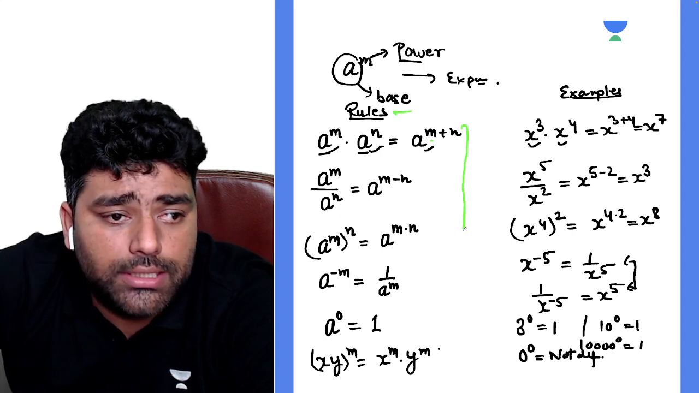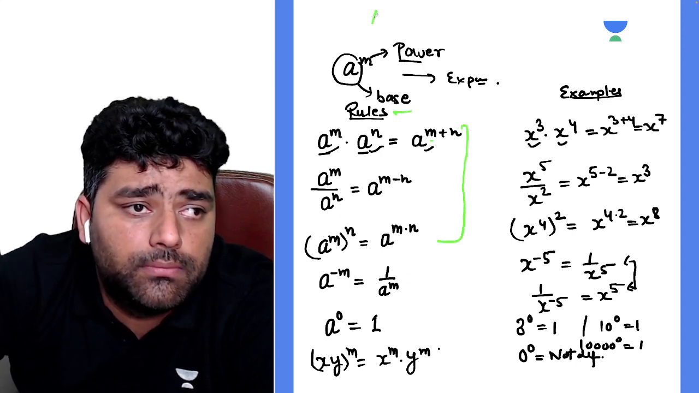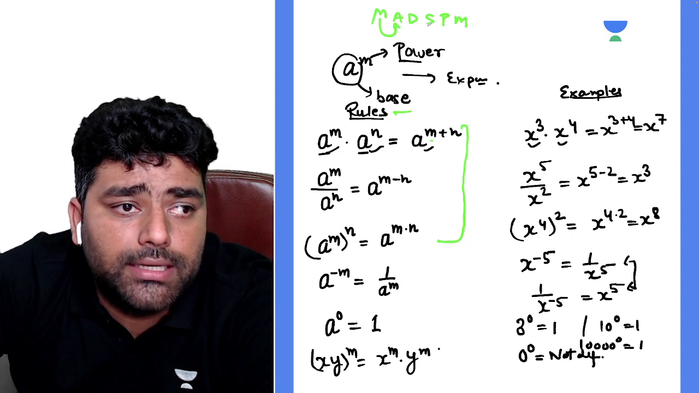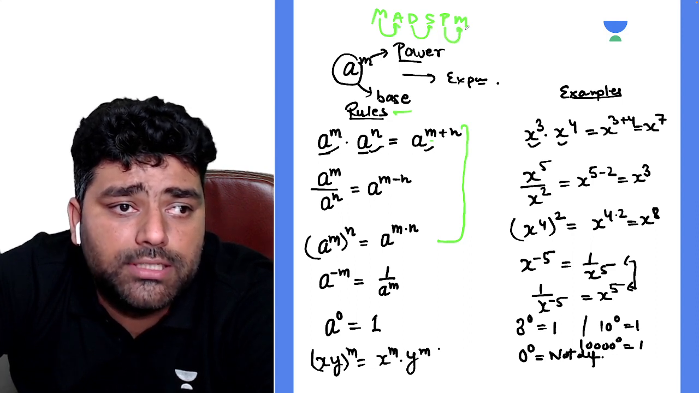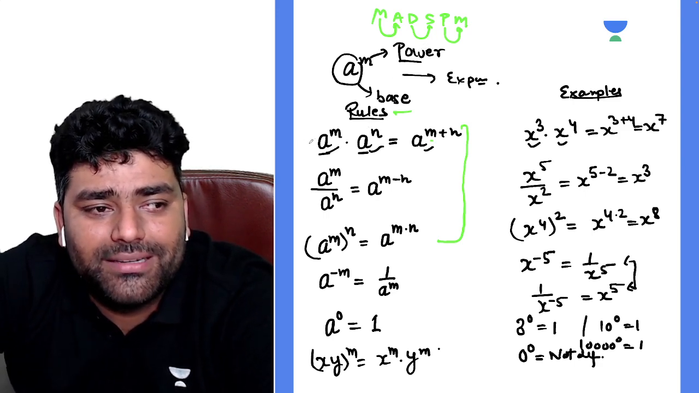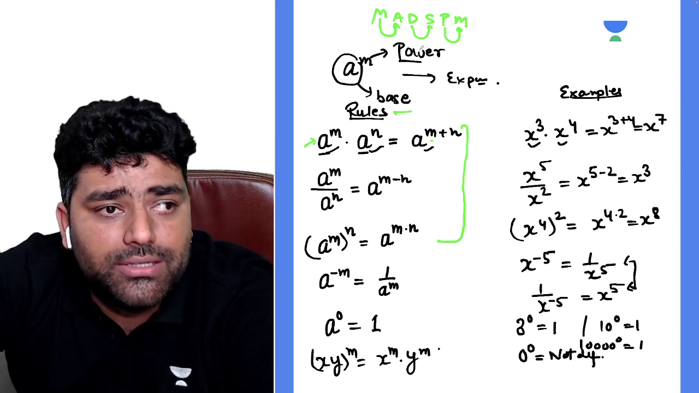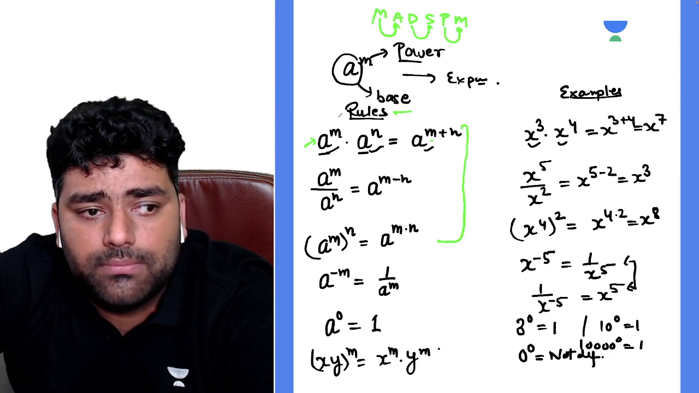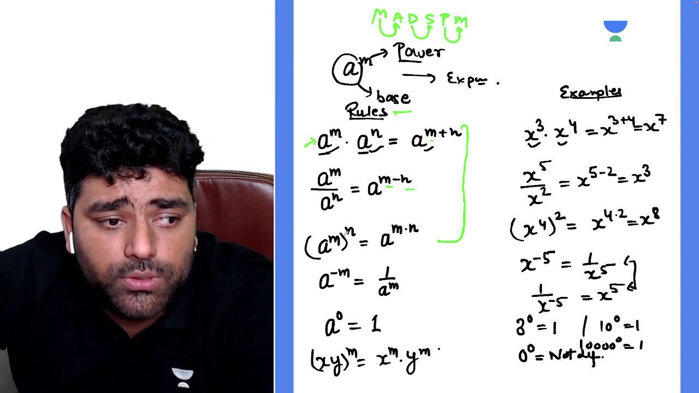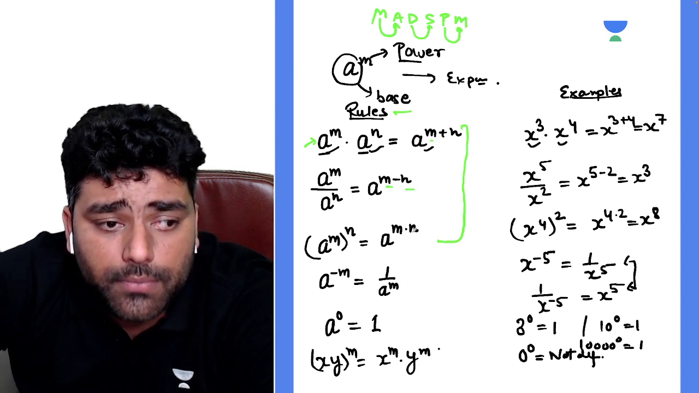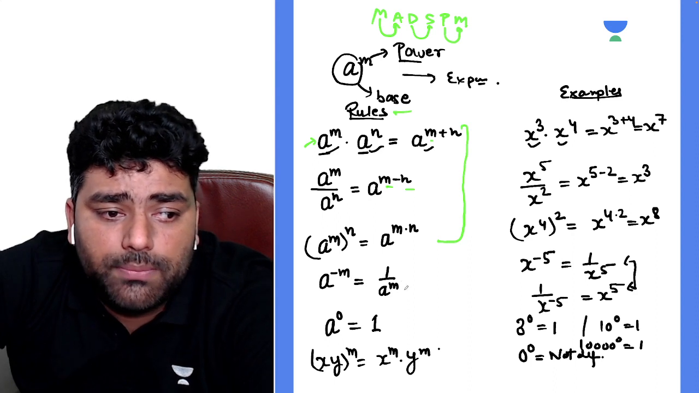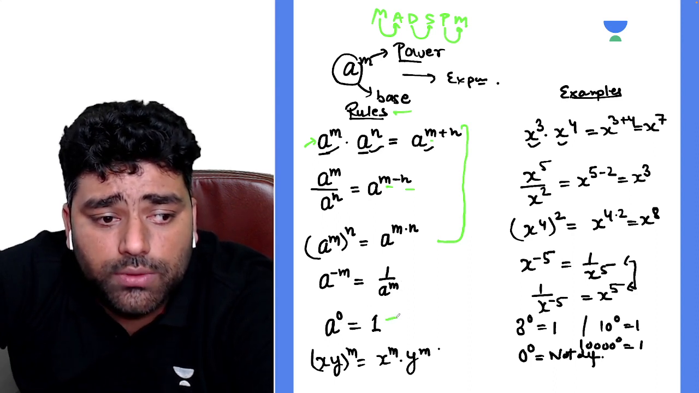We also call these three concepts MADSPM. This is like multiply, then add; divide, then subtract; power to the power is multiply. So you can remember it if you want to, or you can remember just the concept, that's also fine. So a to the power m divided by a to the power n, then the powers will be subtracted. A to the power m to the power n is equal to a to the power m times n, and a to the power negative m is equal to 1 over a to the power m. A to the power 0 is equal to 1, guys.